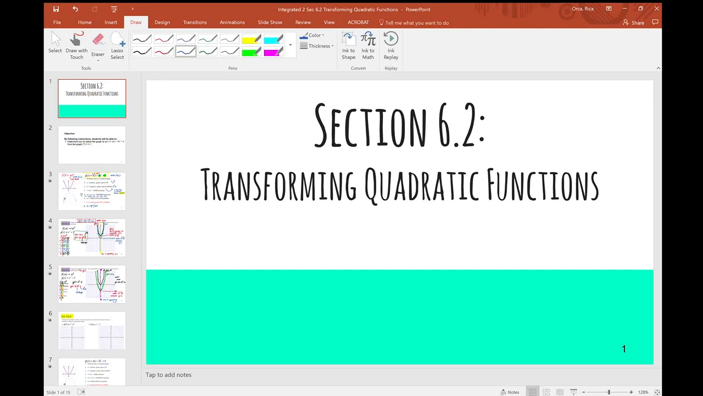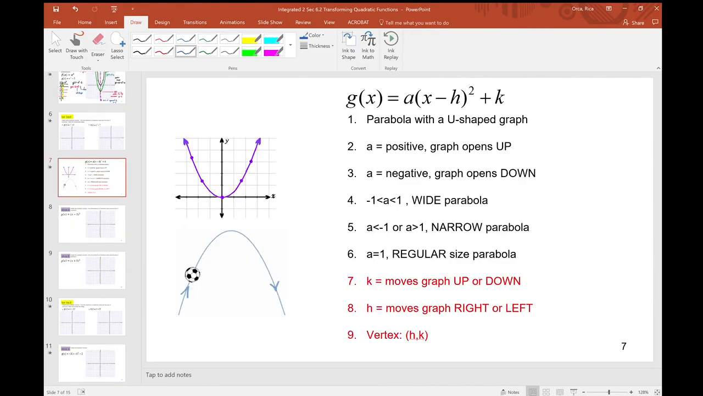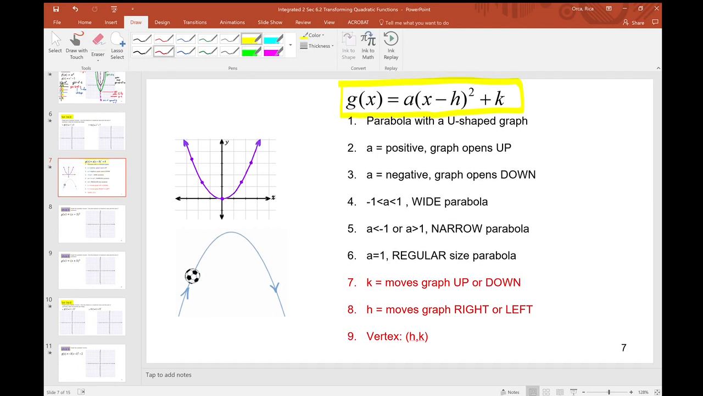Welcome back to section 6.2, Transforming Quadratic Functions, part 2. Let's review. We have g of x equals a times the quantity of x minus h squared plus k. Remember, this formula is called vertex form.